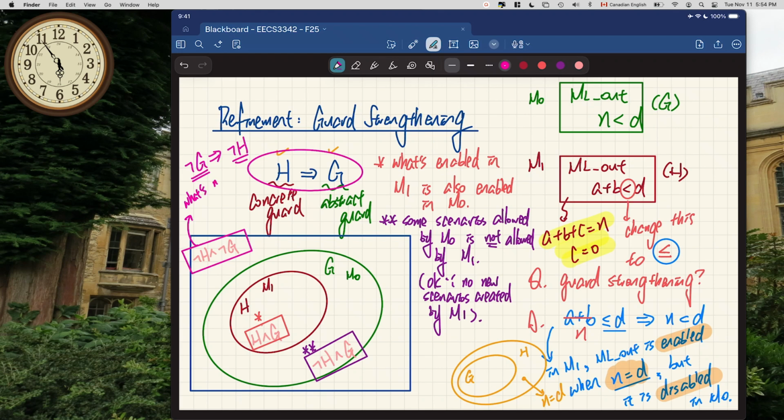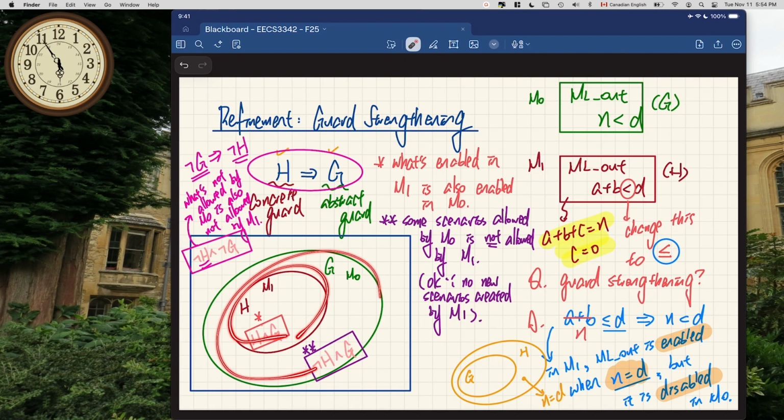Was not allowed by M0 is also not allowed by M1. Okay? So once you draw the diagram, think about what each area really means. That can help you to explain the guard strengthening. But overall, you just want to remember the concrete guard should really imply the abstract guard.